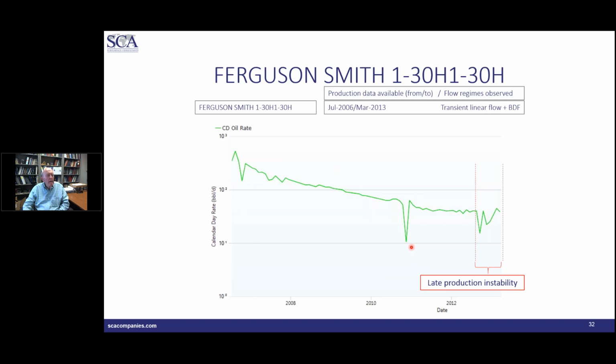Here's the history. Hyperbolic looking decline. Flow regimes, not obvious. In this case, it looks like we do have some production instabilities at late times.